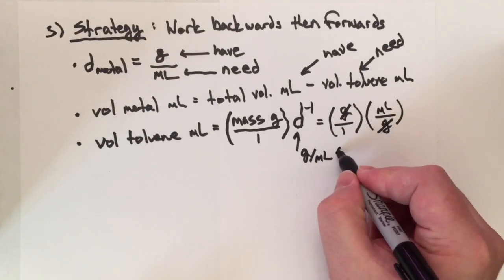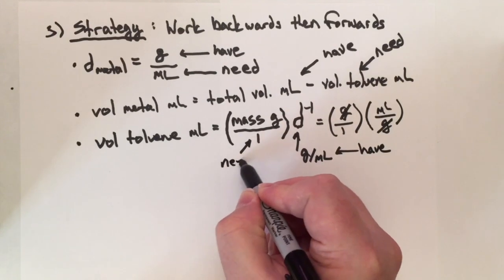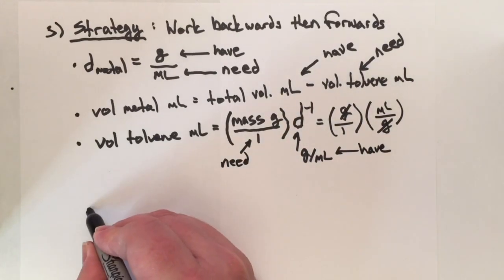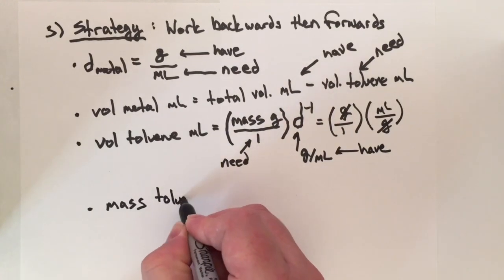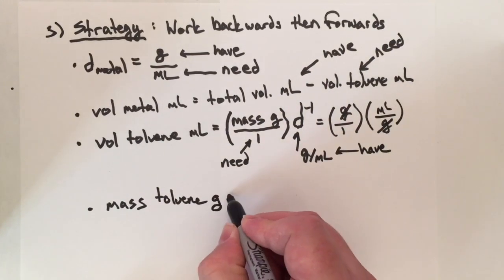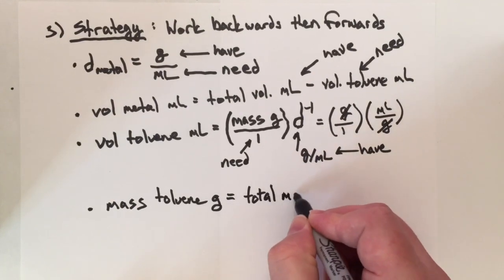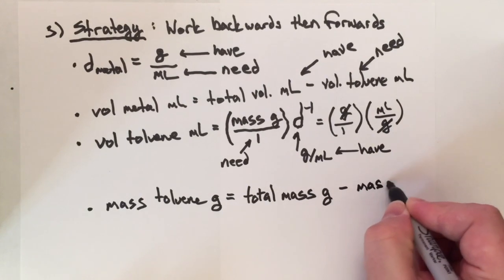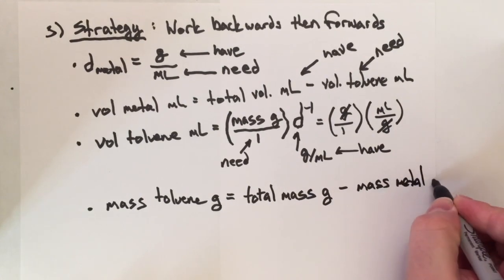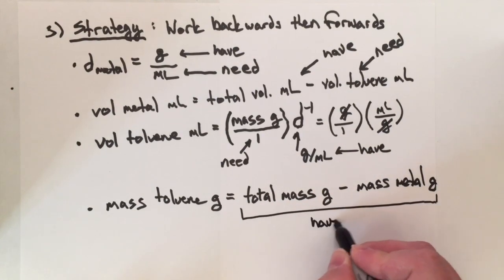In this, we have the density. We need to get the mass. The mass of the metal, or toluene, I should say, is equal to the total mass minus the mass of the metal. These we have both of, so we can now take that and work our way forward.